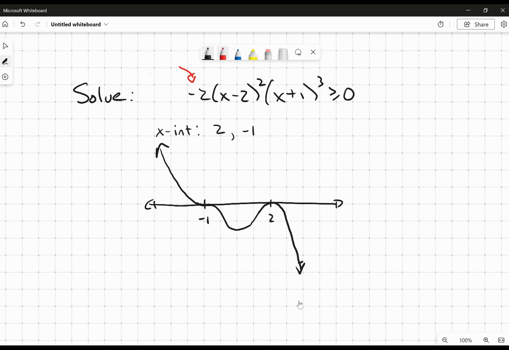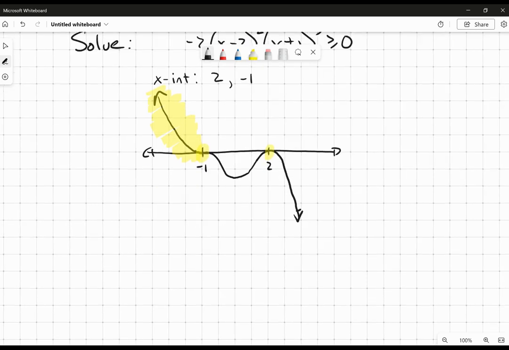And so now the question is, where is the function positive? Where is the function greater than or equal to 0? That's going to be true here, where it is clearly above the 0. But because I'm including the 0, it's going to include that negative 1, and it's also going to include the 2. So it's going to be where x is less than or equal to negative 1, union x is equal to 2.